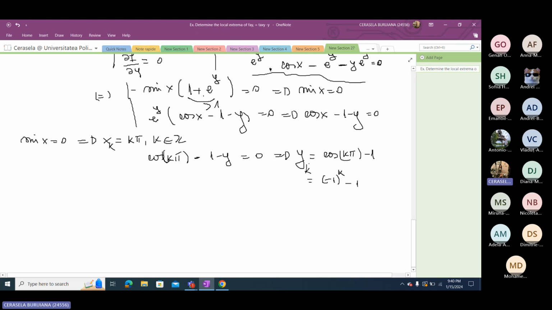So why does it have this form? I will denote the stationary points in this way: they are of the form k pi and (-1) power k minus 1. So an infinity of stationary points. Interesting, isn't it?